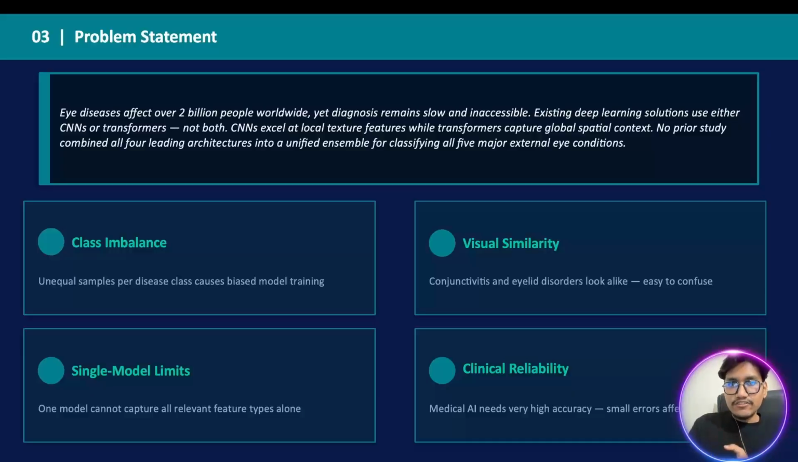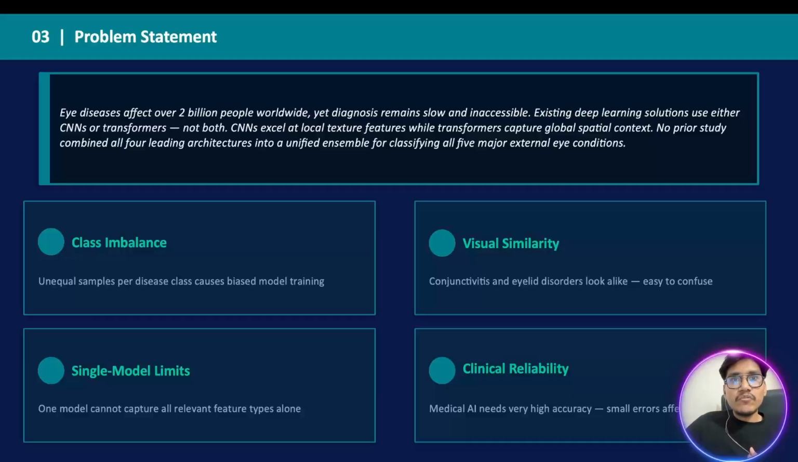In medical diagnosis, even a small error rate has consequences. If a model misclassifies, let's say, uveitis as conjunctivitis, the patient does not get the right treatment and could suffer permanent vision damage. So medical also, he can die. So a medical AI system must achieve extremely high accuracy, not just good accuracy.